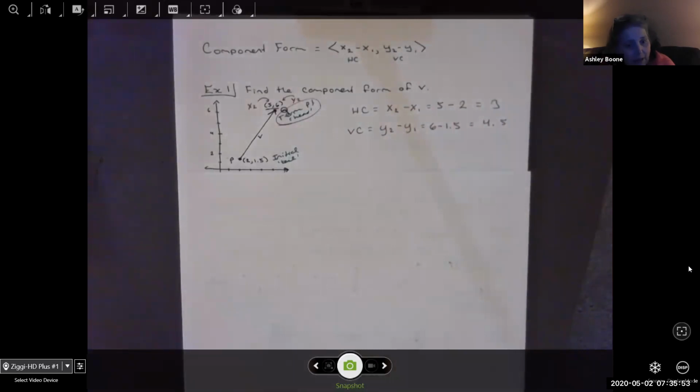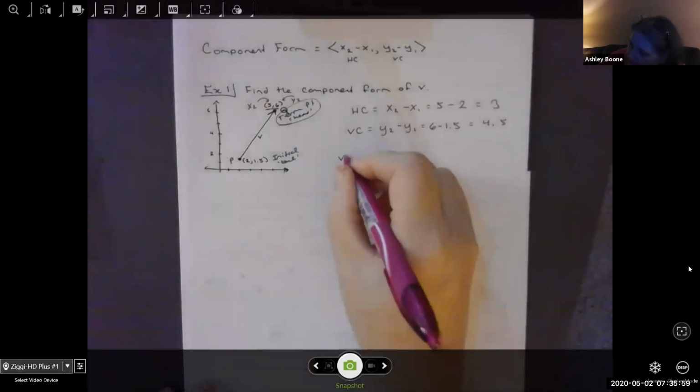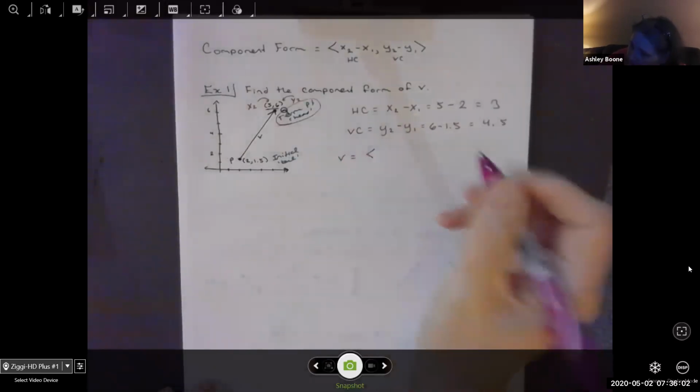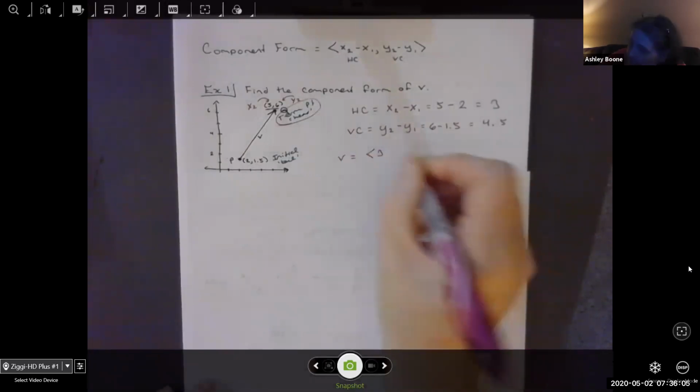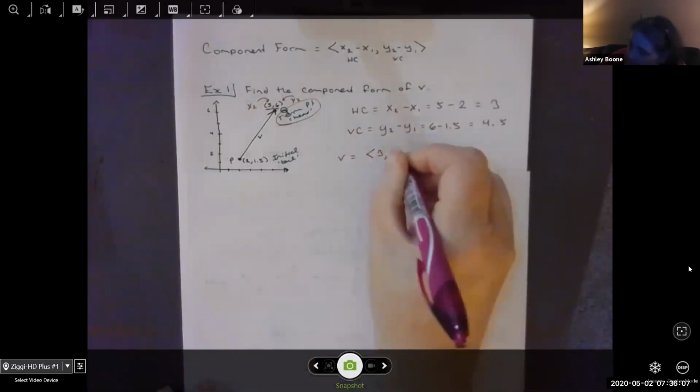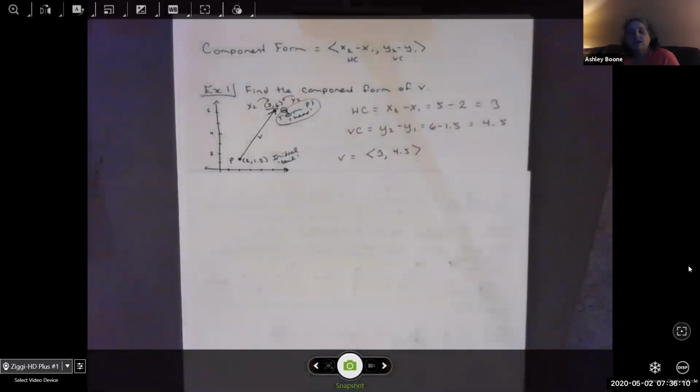So what's that tell us about the component form of this? This vector v in component form is the vector where the horizontal distance is a positive 3, the vertical distance is a positive 4.5. And what that means is, starting at the initial point, a positive 3 means you need to move to the right 3 and up 4.5 to get to the end of the vector. We're going eastward and northward. We're going right and up when they're both positive, more positive direction, okay?